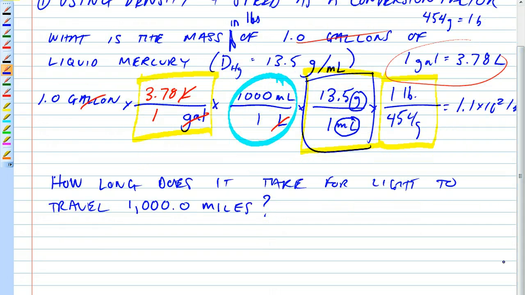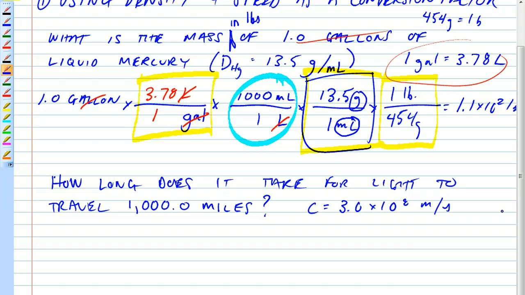Alright, so this is pretty simple. How long does it take for light to go 1,000 miles? Well, I need the speed of light, right? The speed of light has a symbol. It's called c. That's the symbol for the speed of light. And 3.0 times 10 to the 8th meters per second we'll use.